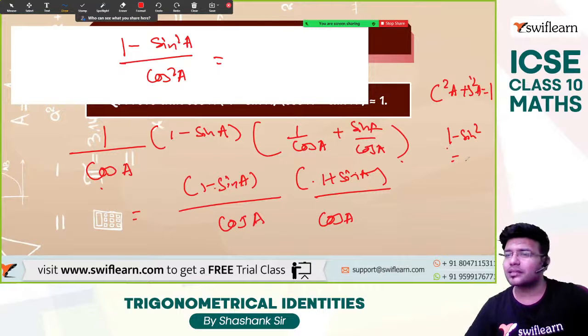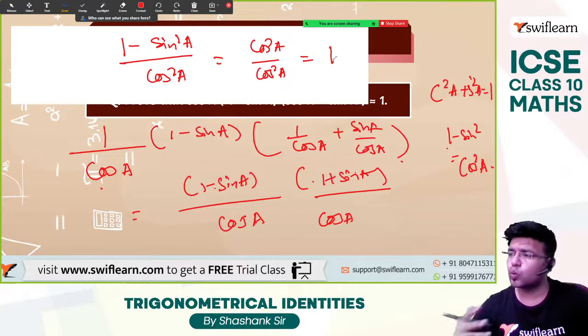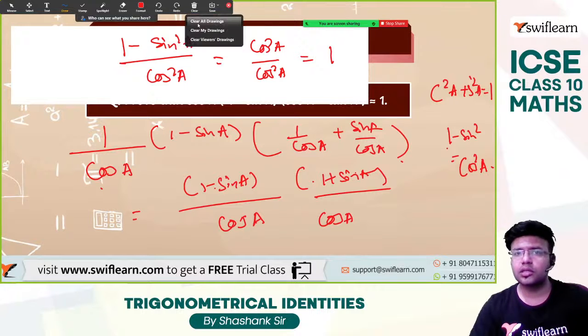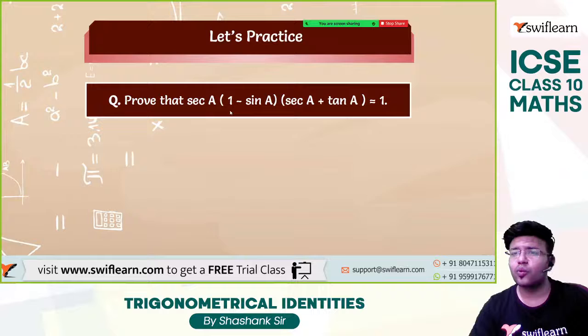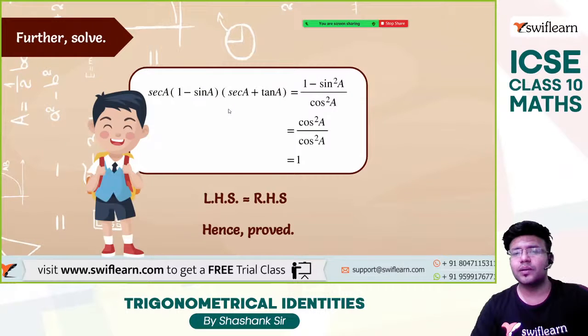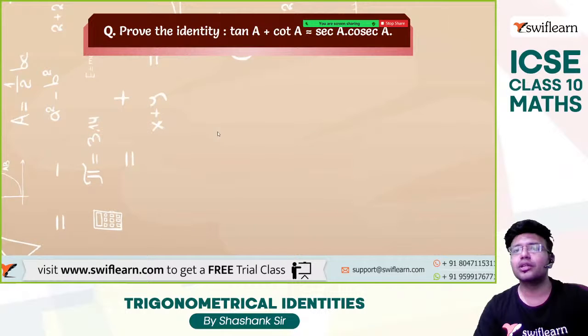So 1 minus sine square A is cos square A. So cos square A by cos square A is equal to 1. This is the answer. Got this? Yes, this is how we solve. The same steps they have used. So LHS is equal to RHS, hence proved. It is necessary to write this.